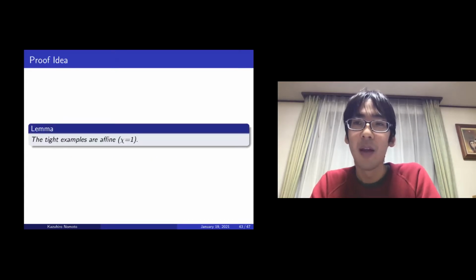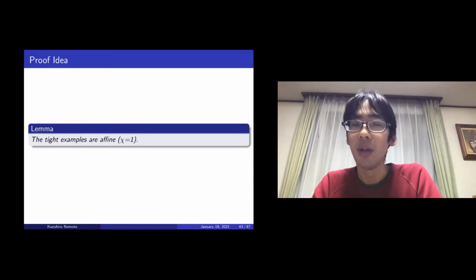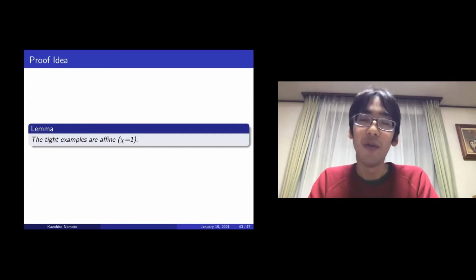Okay, so the first step in our proof is actually to show that the tight examples are all affine. That simply means that chi is 1. So if you look at the tight example, then it's an affine matroid. So the first step is to show that you have to be affine if you're as small as possible. I'm not going to show this step. It's actually quite nice and it's simple. But I think the next step is a bit more interesting.